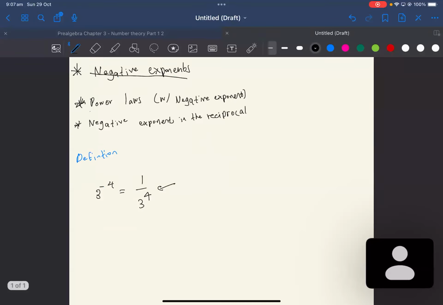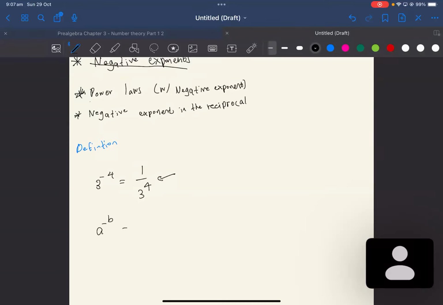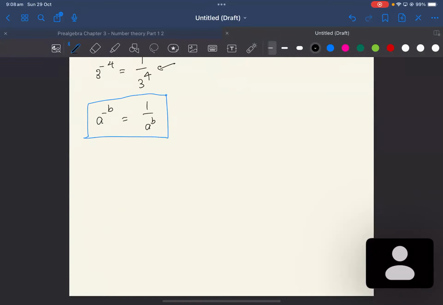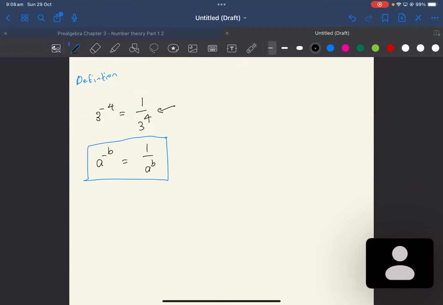So in general, if you have a to the power of -b, it would become 1 over a to the power of b. Very good. All 3 of you got it. Very nice. This is a general idea. Let's just do a quick example where we're applying this. Let's do 16 divided by 3 to the power of -2.